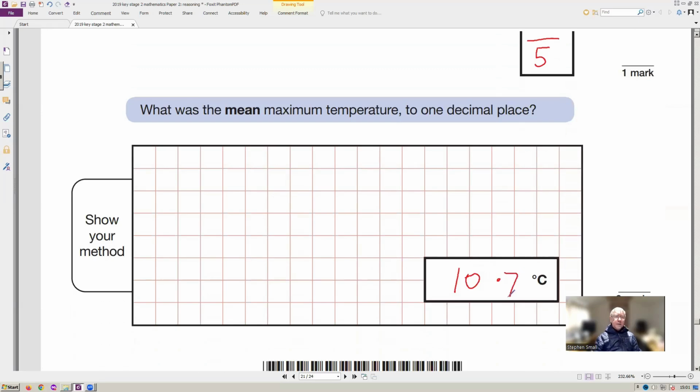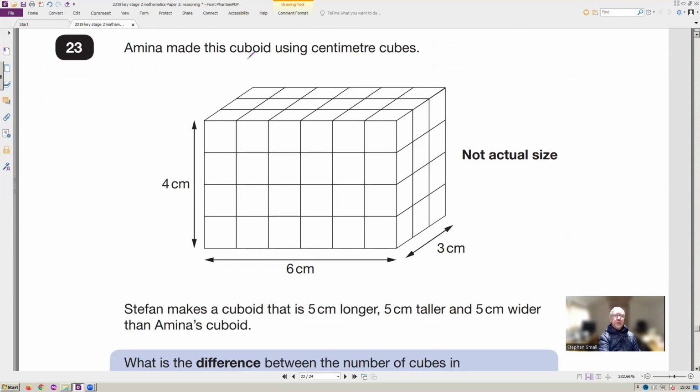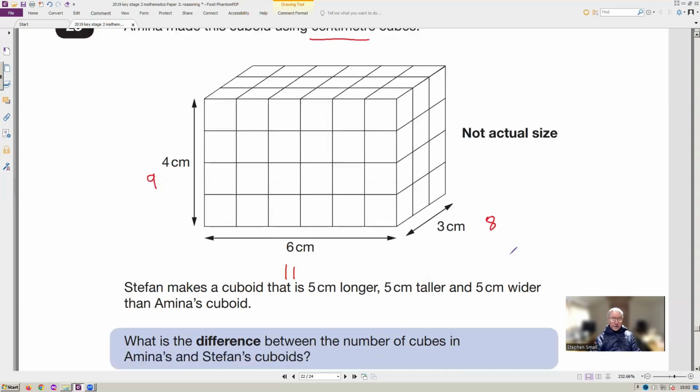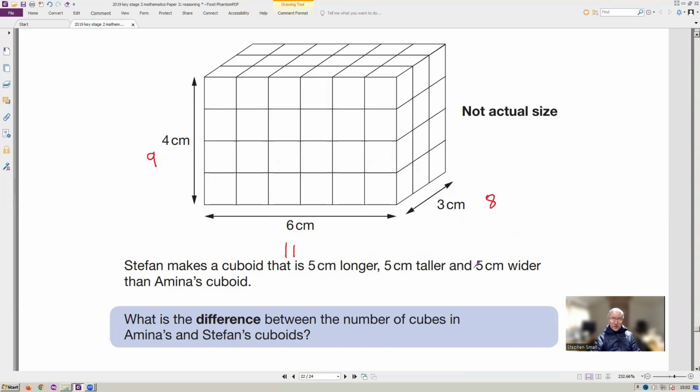Okay, that's that one. Amina made this cuboid using centimeter cubes. So each cube is a centimeter long by height and width, so that's easy. Stefan makes a cuboid that is 5 centimeters longer, 5 centimeters taller, and 5 centimeters wider. So let's put that in. So we add 5 onto each one. So that one's going to be 9. This one's going to be, let's see, 6 and 5 is 11. And this one, 3 and 5 is 8. So what's the question? What's the difference between the number of cubes in Amina's and Stefan's cuboids?